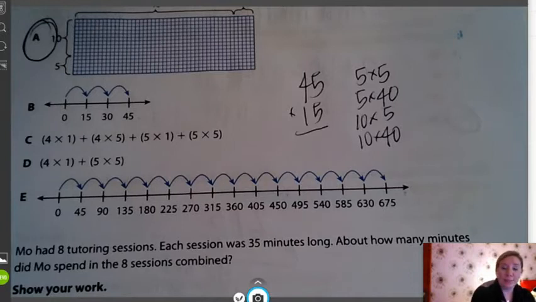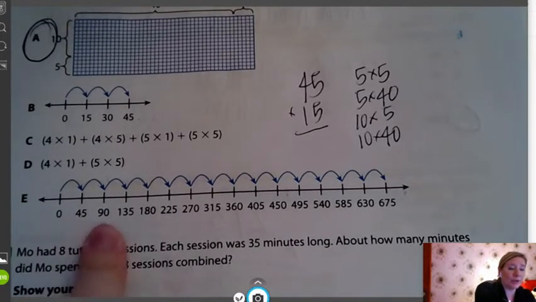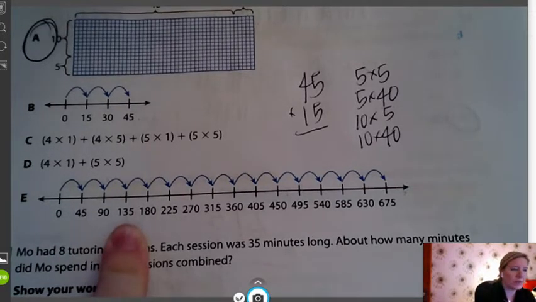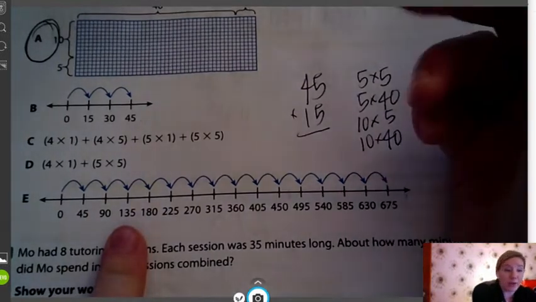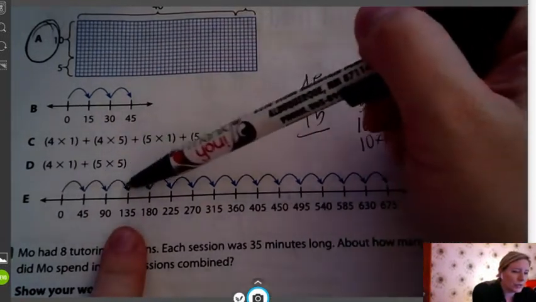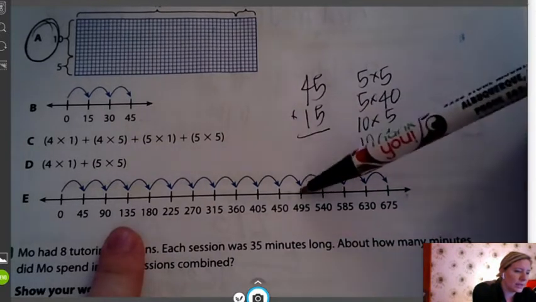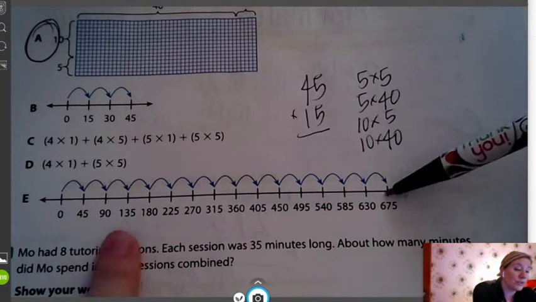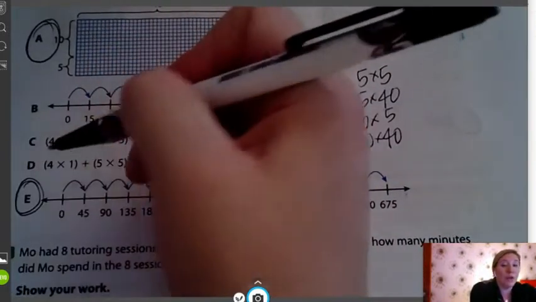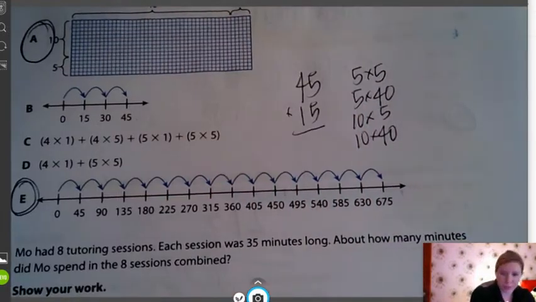If we look at E, E is skip counting by 45s. Okay, well, that's the right number. Let's see how many times they've counted. 1, 2, 3, 4, 5, 6, 7, 8, 9, 10, 11, 12, 13, 14, 15. So they've skip counted 45 15 times, so that would work.